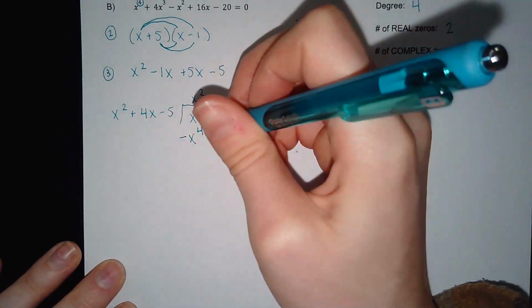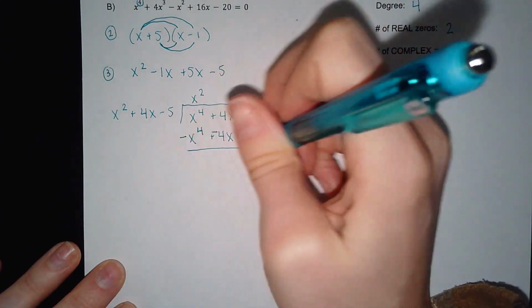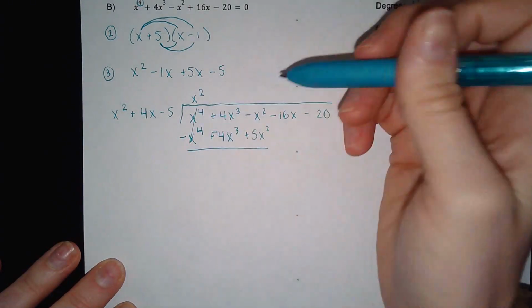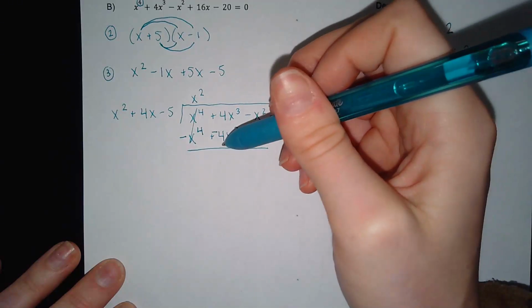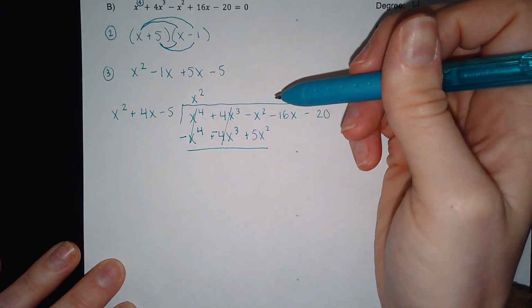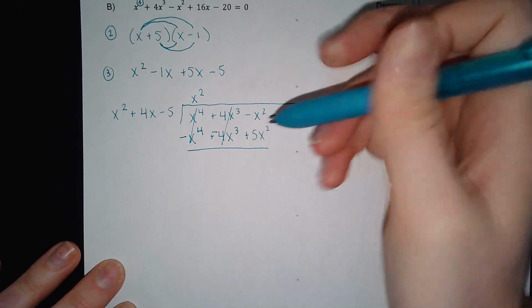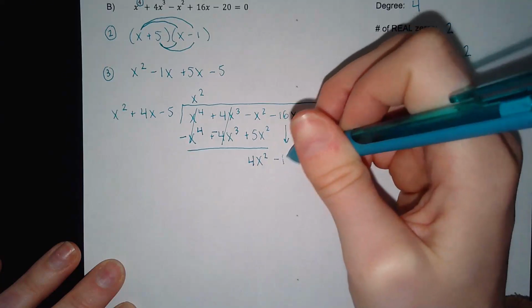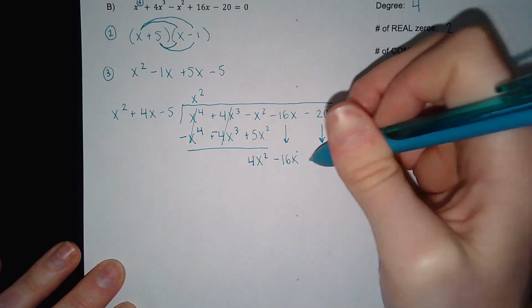We'll change those all to the opposite, and we'll combine. x to the 4th minus x to the 4th is 0. 4x cubed minus 4x cubed is also 0. Negative 1x squared plus 5 would be 4x squared. And we'll bring down our last 2 terms.